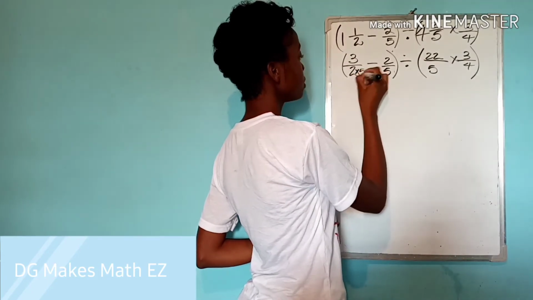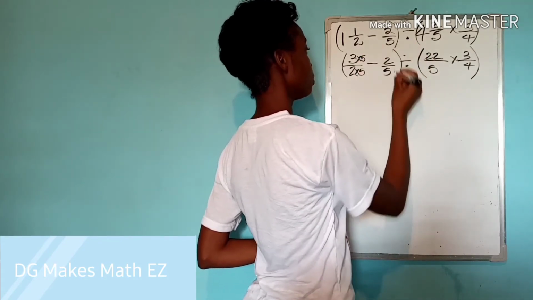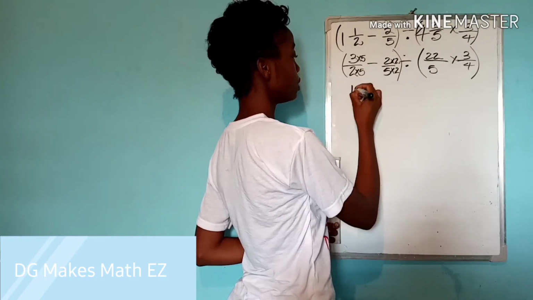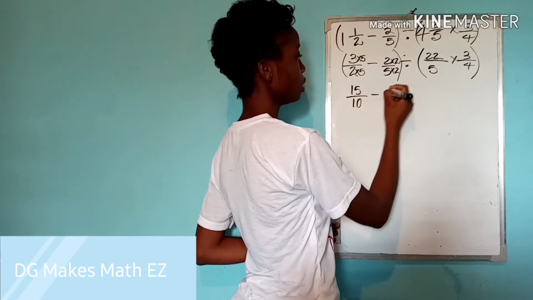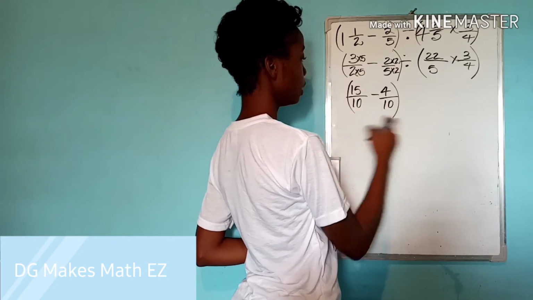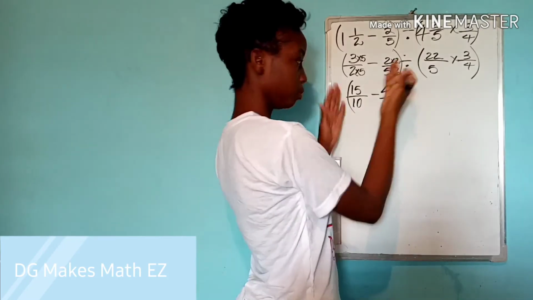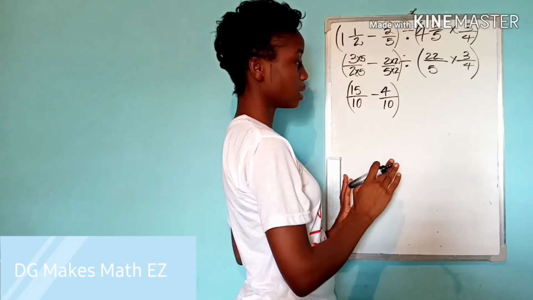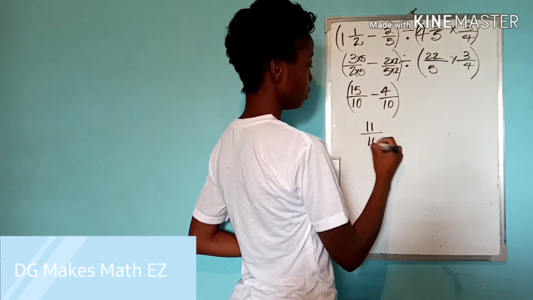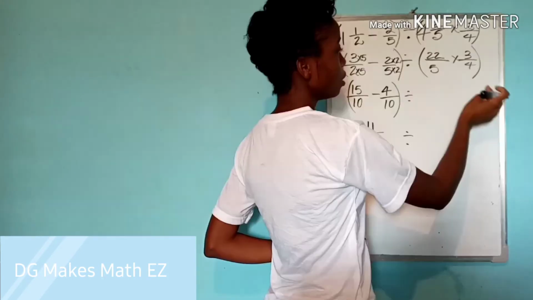Alright, 2 times 5 will give 10. Do the same to the numerator. 5 times 2 will give 10. Do the same for the numerator. So this is now 15/10 minus 4/10. Alright, and you can choose to start working on this side in the meantime. But you can also just focus, as I said before, just finish working this section. 15 minus 4 is going to be 11/10. And that is going to be divided by whatever answer I get on this side.